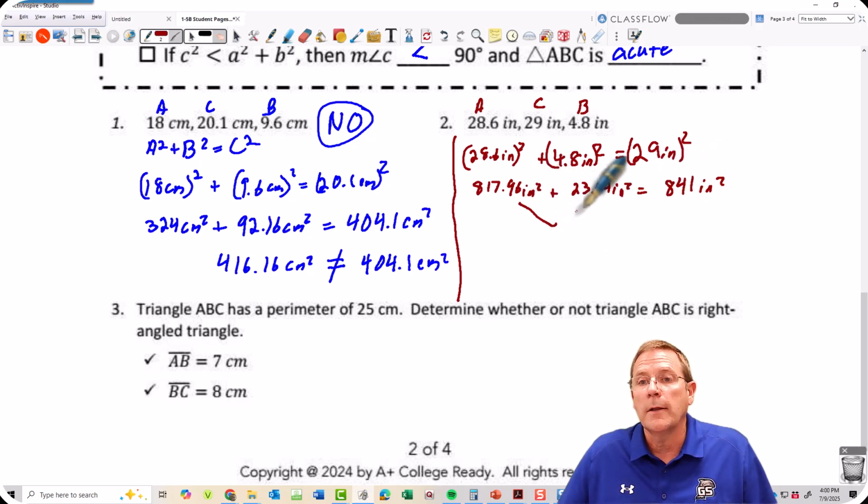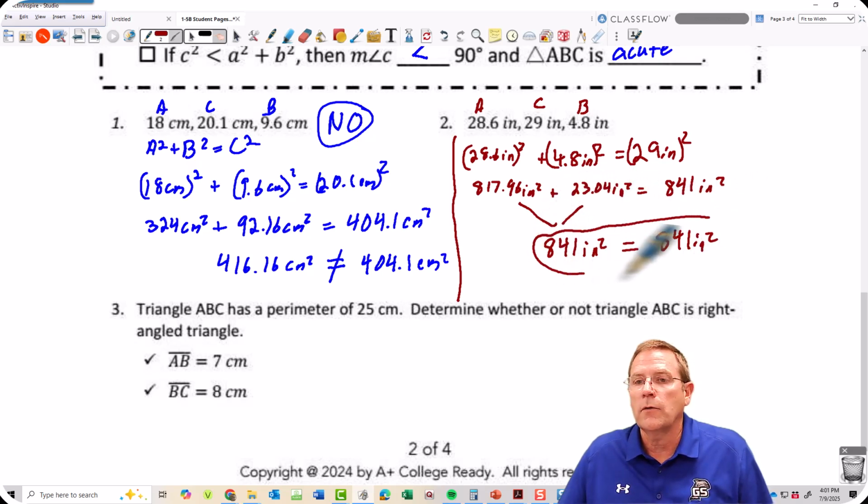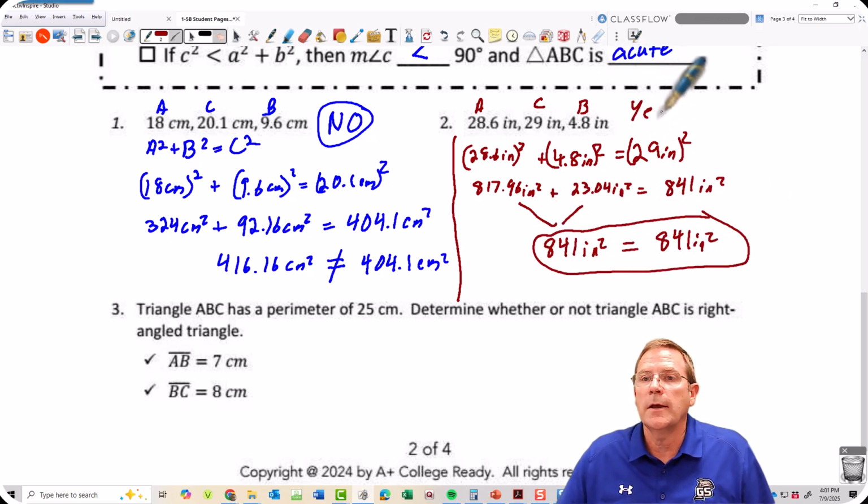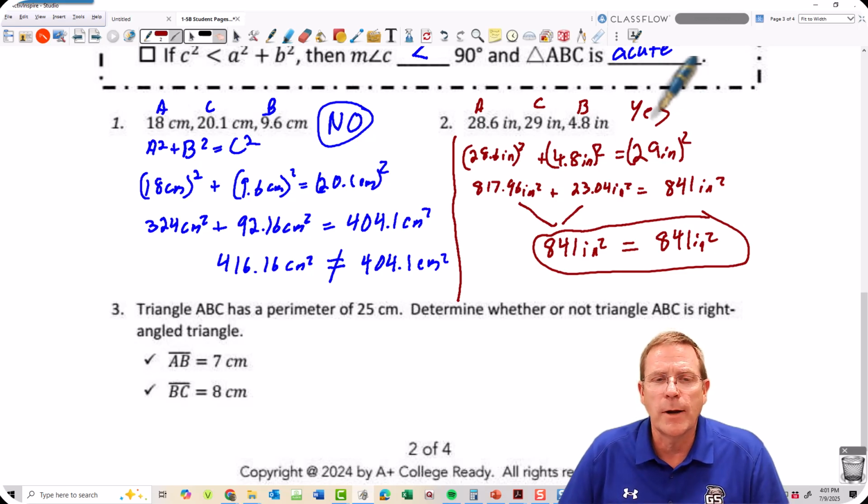And guess what? They do. When I add those two together, I'm going to get 841 inches squared on the left, which is equal to 841 inches squared on the right. So the answer is yes, this one is going to be a right triangle.